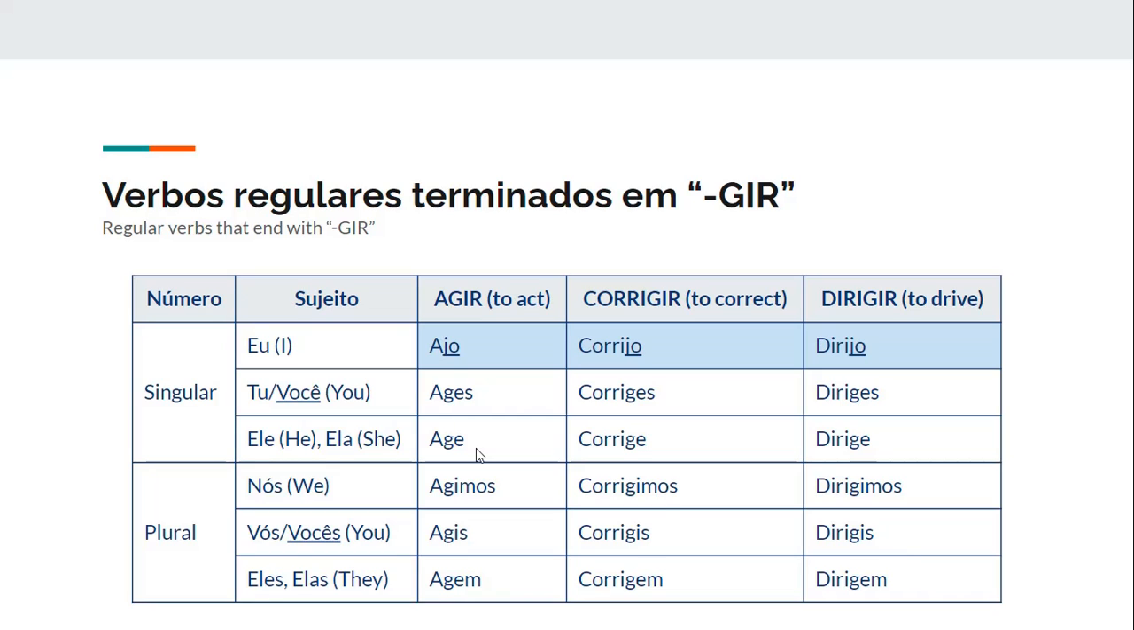And remember when I said that in Brazilian Portuguese we would use você for you and vocês for you in the plural, but when we are conjugating, when we are saying this subject, we would use the same conjugation as ele and ela. So it would be você age, você corrige, você dirige. And for vocês, the same as eles, elas, so vocês agem, vocês corrigem, vocês dirigem.